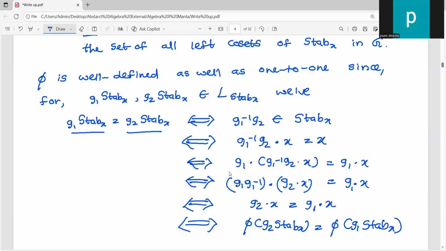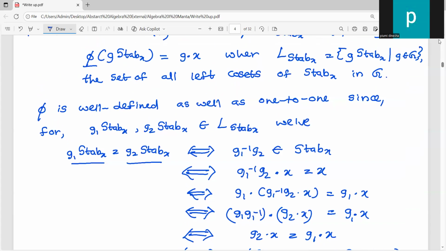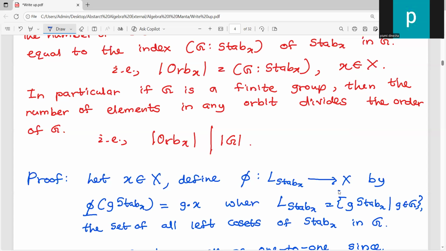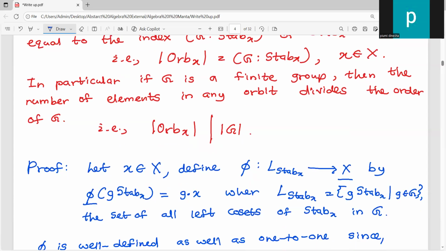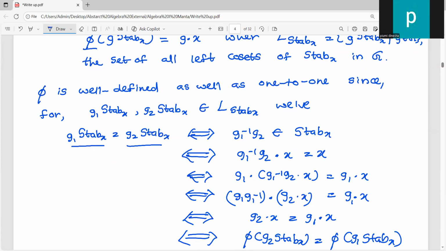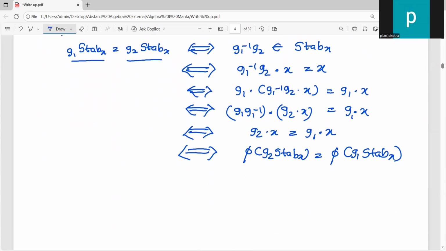So at the same time, we have shown that this is well defined as well as one-to-one. Now, to show that phi is onto the orbit of X, it's an onto function when you restrict the codomain to the orbit of X. In order to show that, we will show that the image of phi is actually the orbit of X.